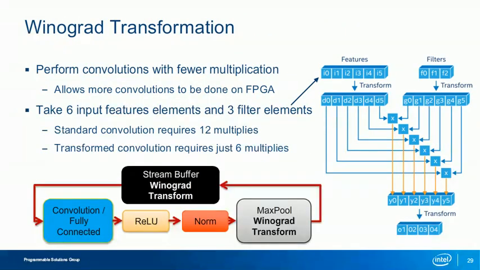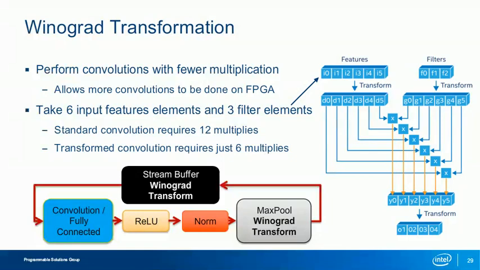Another technique that DLA will leverage to increase performance is Winograd Transformation. For certain data types, Winograd Transformation can perform more convolutions with fewer multiplications, and this will allow higher throughput on the FPGA. Take a 6-element feature vector, which needs to be convolved with a 3-element filter.